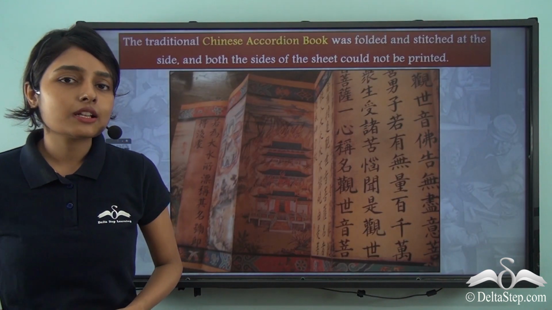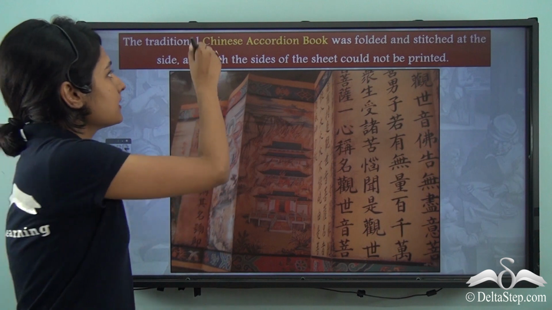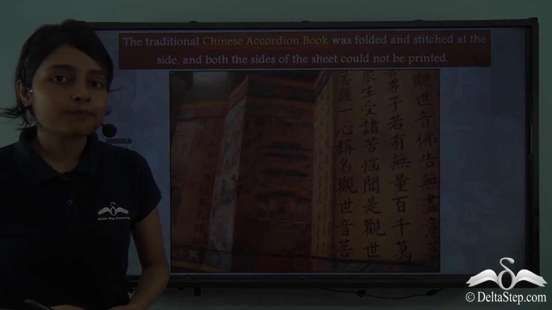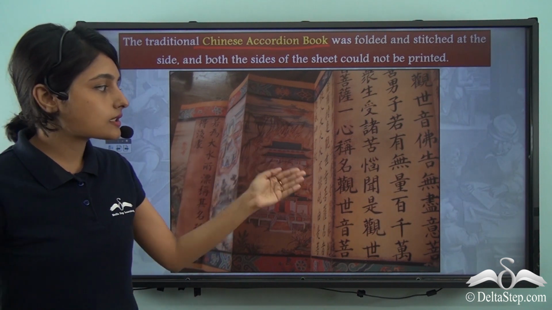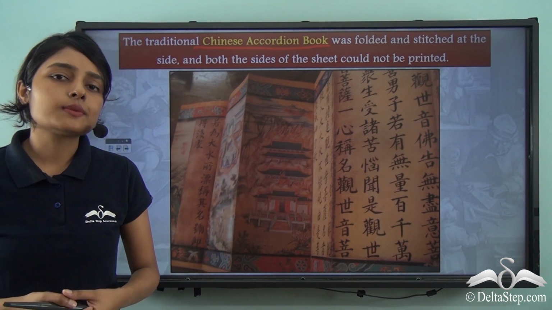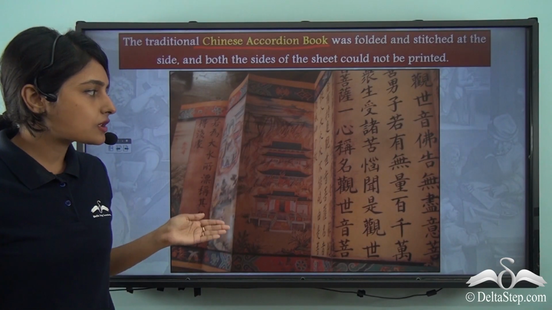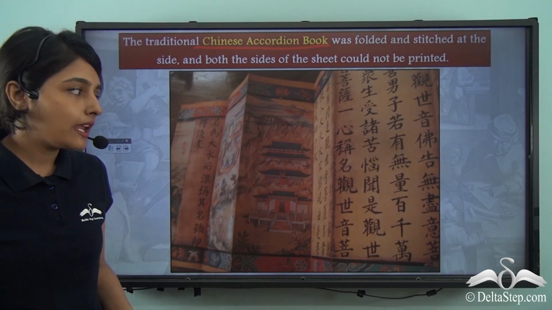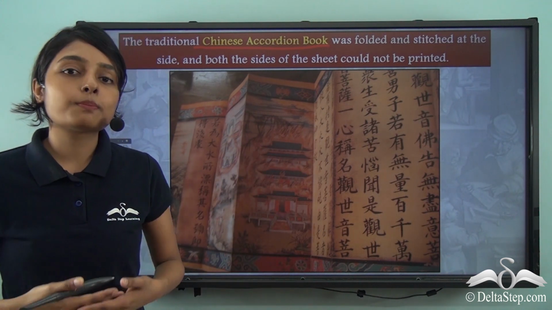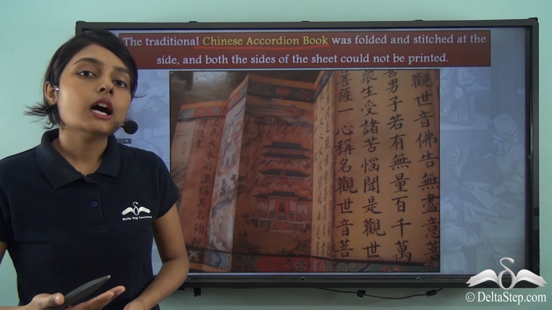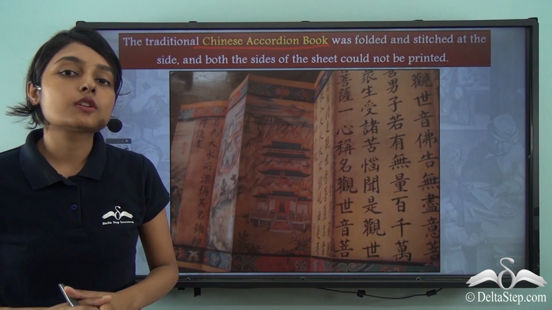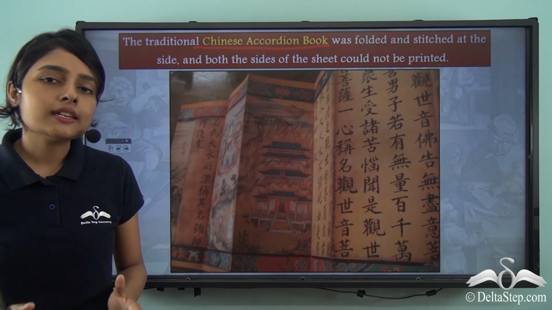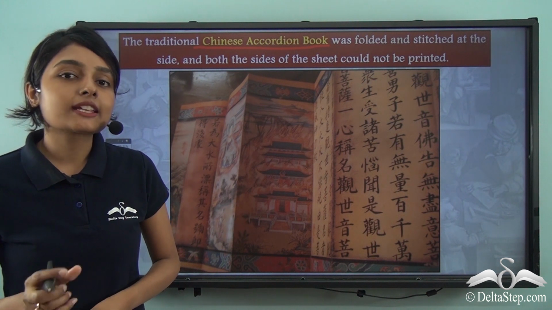Well, the printed material that we are referring to is the traditional Chinese accordion book. Now, in this traditional Chinese accordion book, the sides were stitched, and these books could not be printed on both the sides. What do you think is the reason behind this? This is because the pages were not of very good quality, and when one side of the page used to be printed, it left impressions on the other side as well, which is why the Chinese accordion book was printed only on one side.